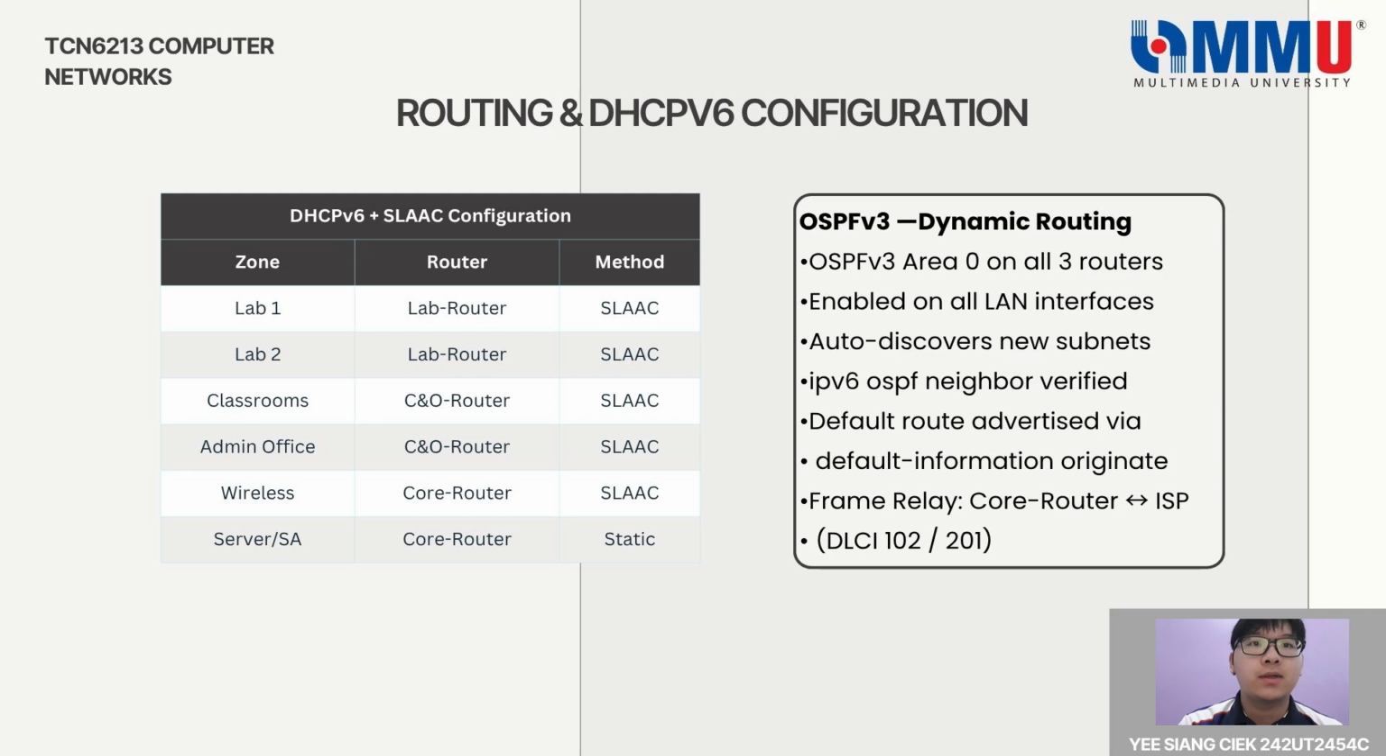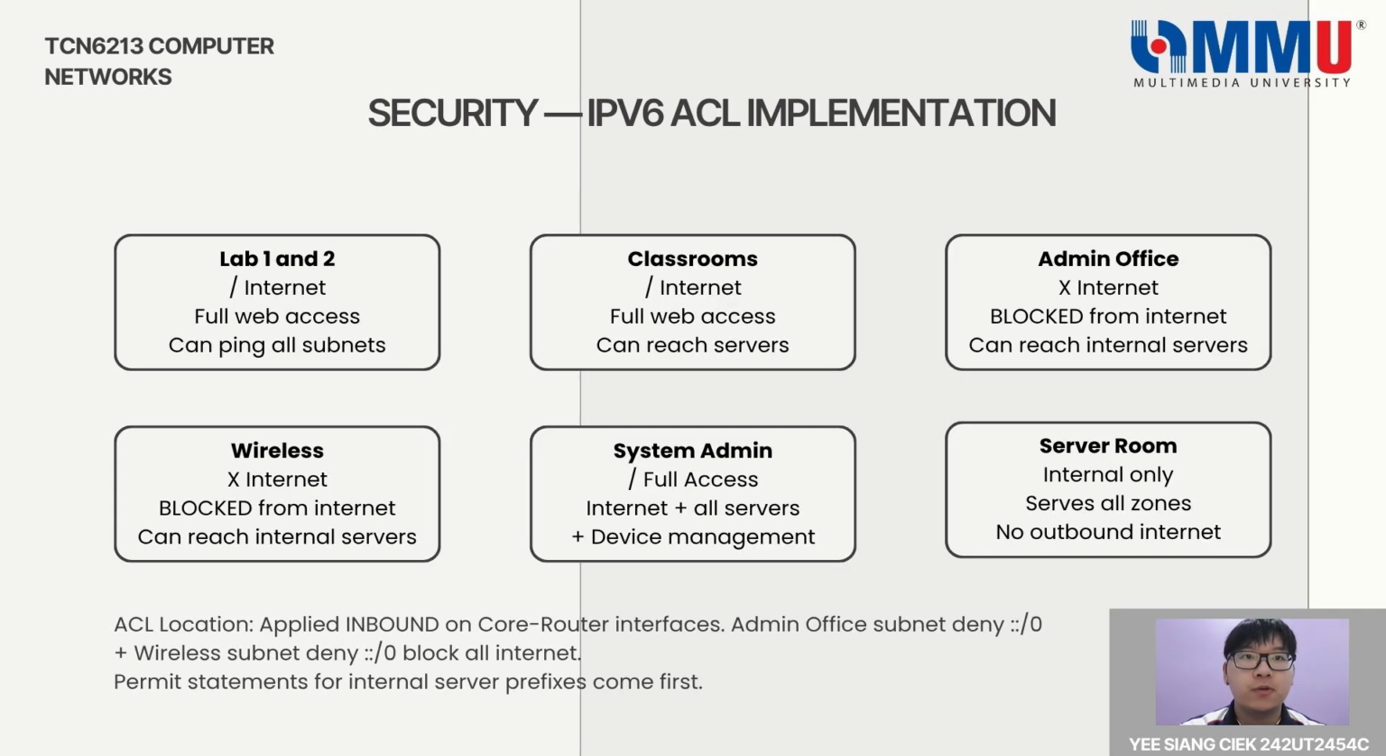Only the server and system admin zone use manually assigned static IPv6 addresses to ensure consistency. To enforce access control between zones, we implemented IPv6 ACLs applied inbound on the core router's interface. The rules work like this: Lab 1 and 2 have full internet and internal server access and can ping all subnets. Classroom also has full web access and can reach internal servers.